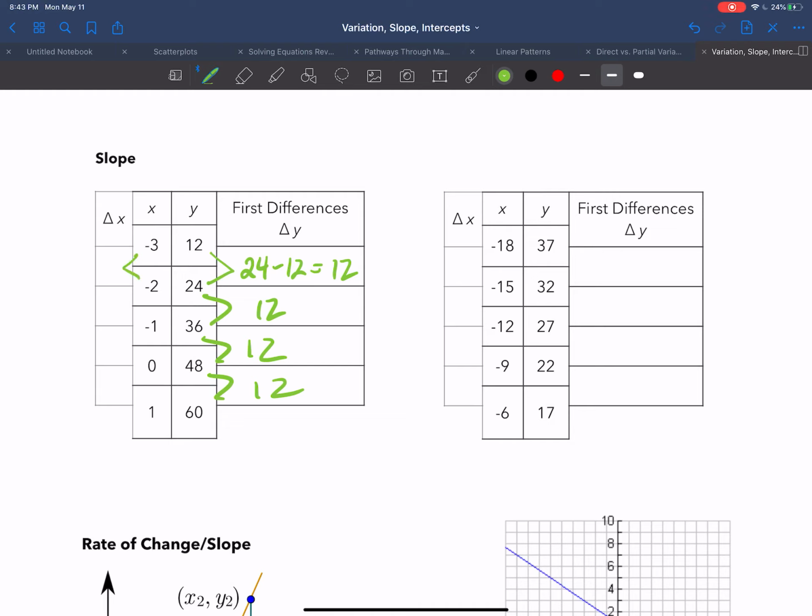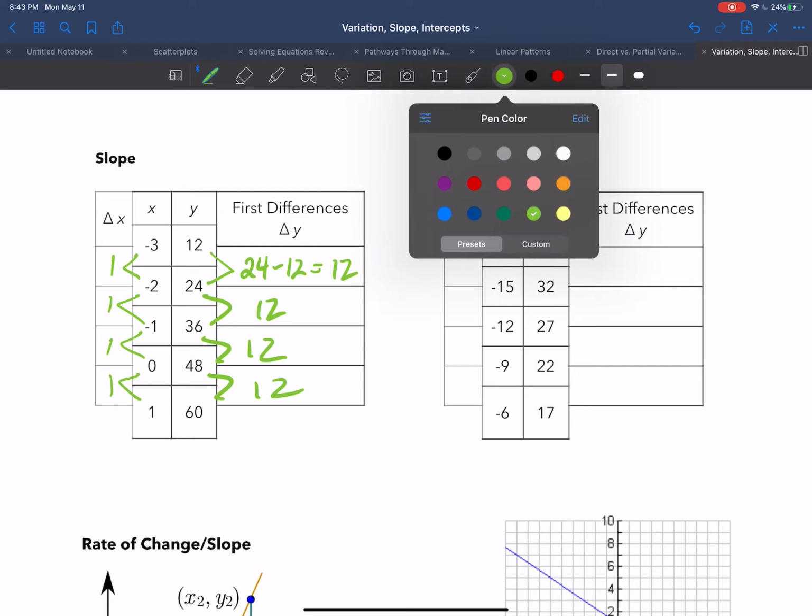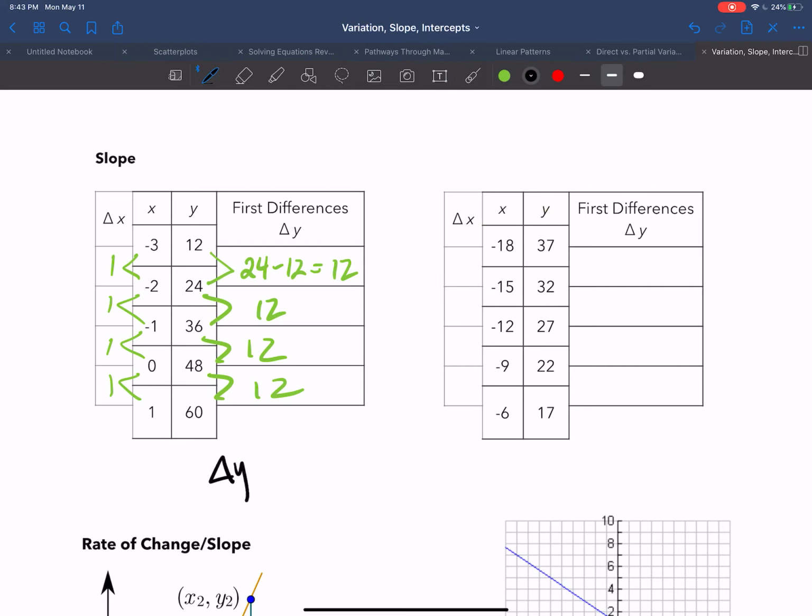And just to make sure, we need to look at our delta x as well. That's increasing by 1, so that's good. My first differences tell me that it's linear because they're all the same. And it tells me that the slope is 12, because delta y over delta x, the difference in the y's over the difference in the x's, is 12 over 1, or 12. So that's your slope, or rate of change.